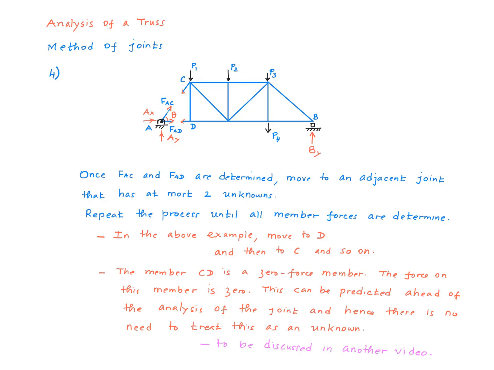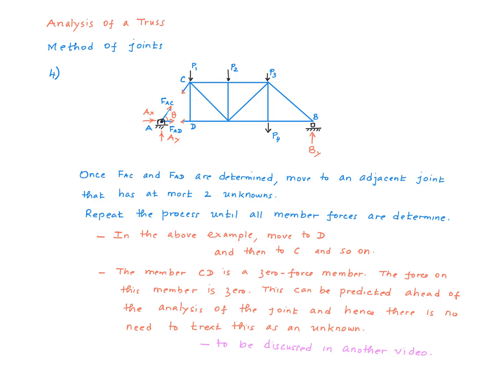So once you're done with a joint, you move to one of its neighbors. And of course, you want to move to a neighbor which has at most two unknowns. In this example, joint D is one of those neighbors. We already found the force on member AD, and therefore there are only two members with unknown forces. We can write down two equilibrium equations at that joint, and therefore we can solve for these two forces. This member CD, however, as we will discuss in another video, is what we call a zero force member. In other words, without going through an analysis, we can predict that the force on that member is zero.